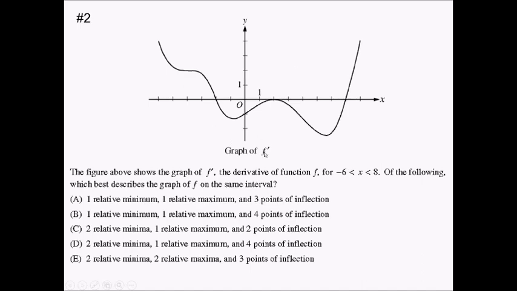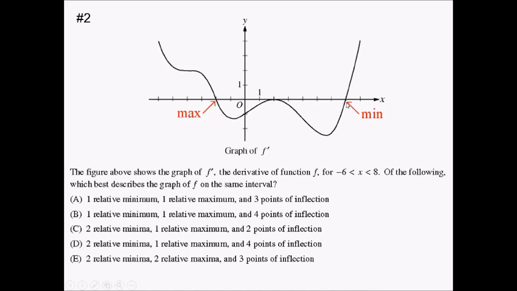All right, so for f prime, if we're changing from positive to negative like we are right here, we've got a relative max for the graph of f. Over here, where we're changing negative to positive, we have a relative min. So that's one of each of those.